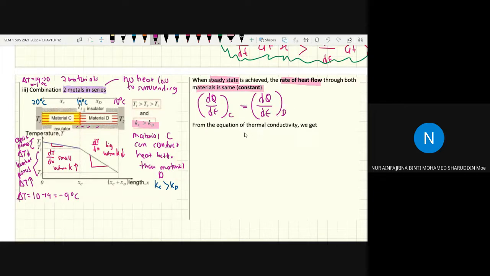And then kita boleh buat satu conclusion. Kan kita tahu thermal conductivity for material C is higher than thermal conductivity for material D. Jadi bila thermal conductivity higher, maksud dia temperature gradient adalah rendah. So sebab itu dT/dx, temperature gradient untuk material C is lower compared to temperature gradient for material D. Sebab material D dia punya thermal conductivity is low, rendah. Itu sahaja.